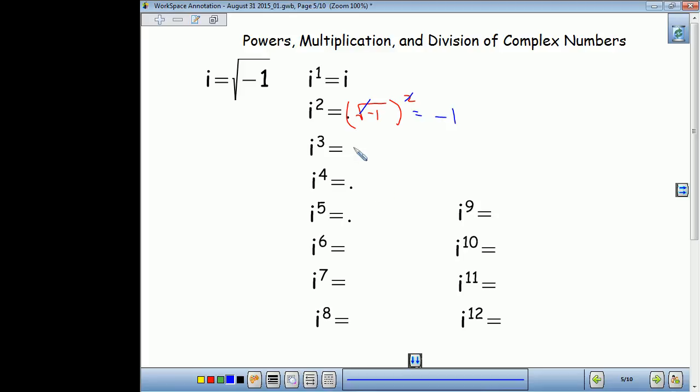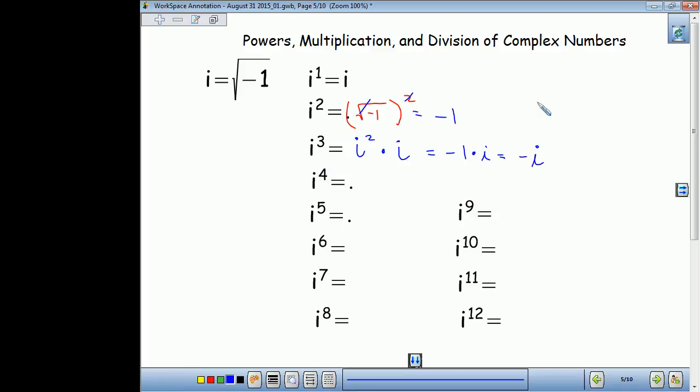Okay? Now take a minute to just think about this. And those of you that are taking notes, i cubed is our next one. Would it be fair to rewrite i cubed as i squared times i? Yes. Does that have the same value? Okay, i squared we just defined as -1. So -1 times i is -i. So i cubed simplifies to -i.